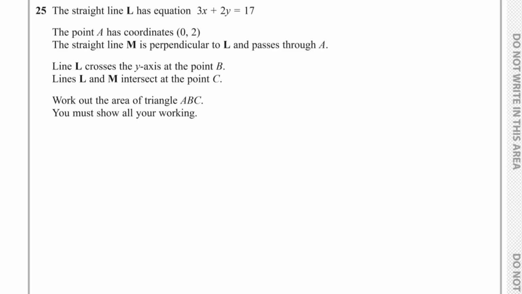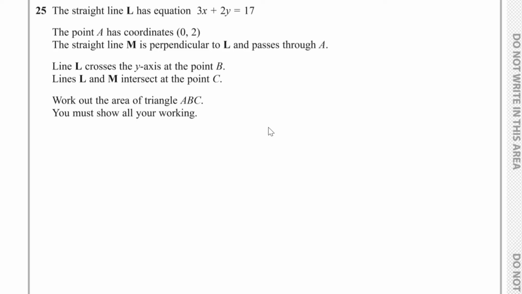Question 25. The straight line L has equation 3x plus 2y equals 17, and the point A has coordinates 0, 2, and the straight line M is perpendicular to L and passes through A. The line L crosses the y-axis at the point B, and the lines L and M intersect at the point C. We have to work out the area of the triangle ABC. And I think at this point it will be a good idea to draw a quick diagram.